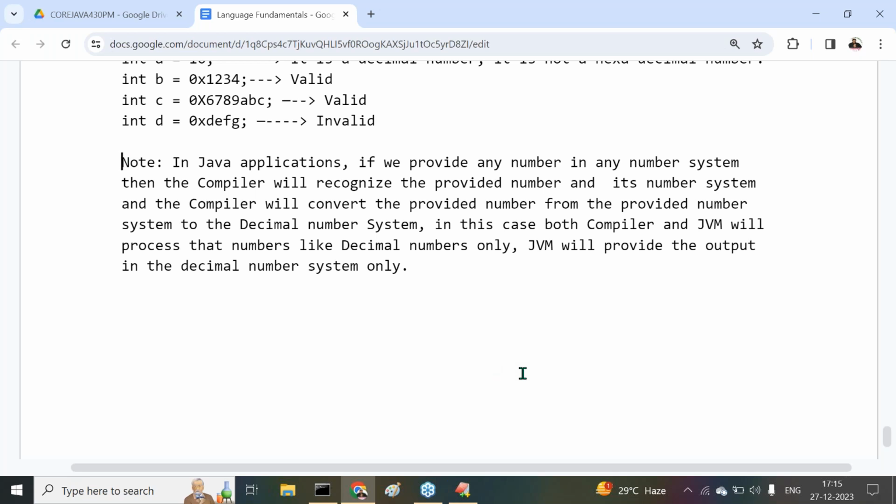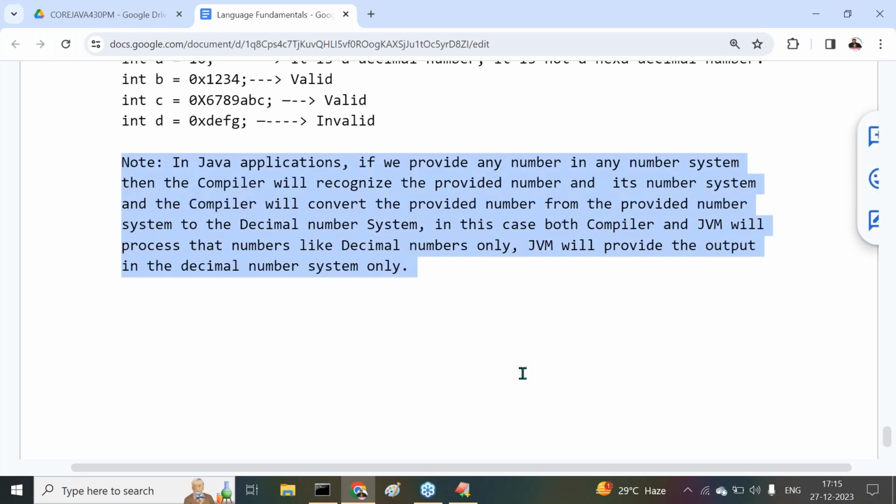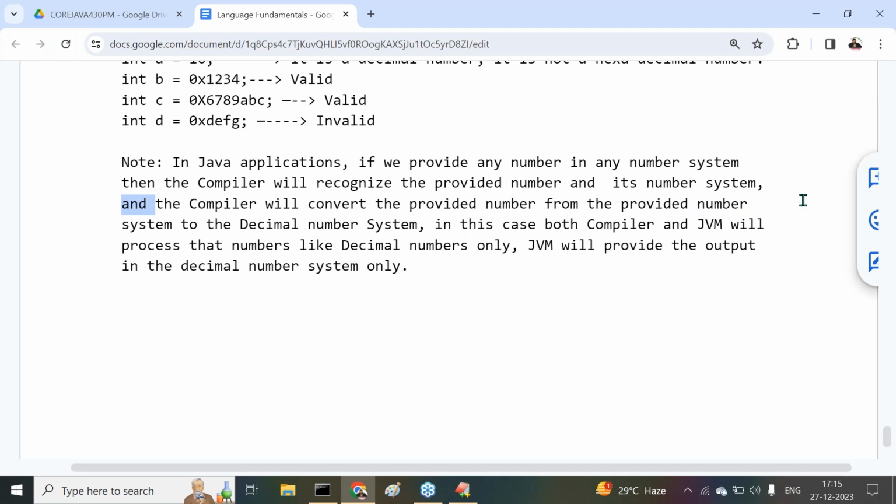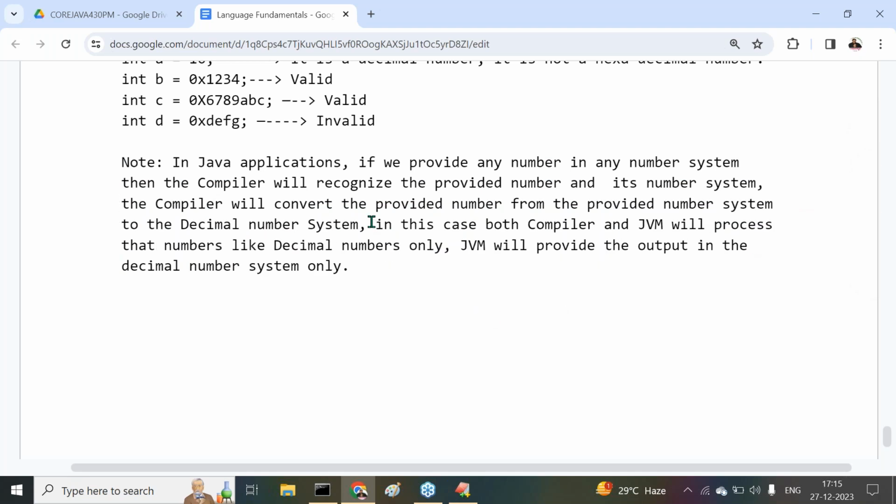I'm giving clarity. In Java applications, if you provide any number in any number system, then the compiler will recognize the provided number and its number system. Then what next? The compiler will convert the provided number from the provided number system to the decimal number system. In this case, both compiler and JVM will process that number like decimal numbers only.